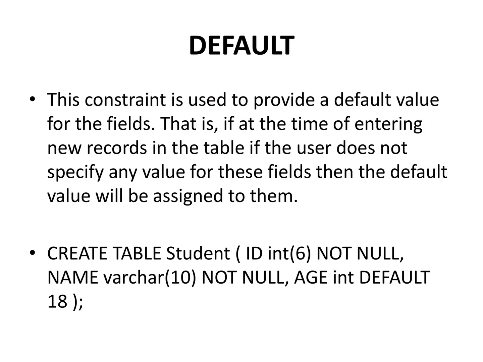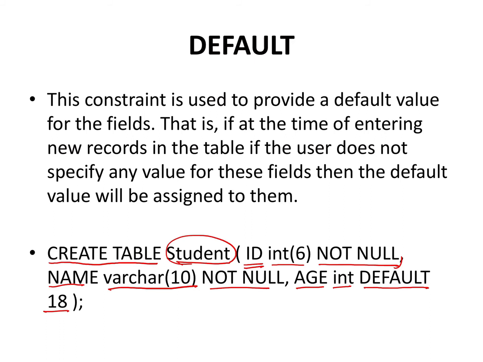Then is default. I have already mentioned I can have a default value. So look at the example, create table, table name is student. So I have id, the column name, data type, not null, separated by comma, name, the second column, data type, not null. And then I have third column, which is age. Its data type is integer, and I say default 18. So by default it is 18.